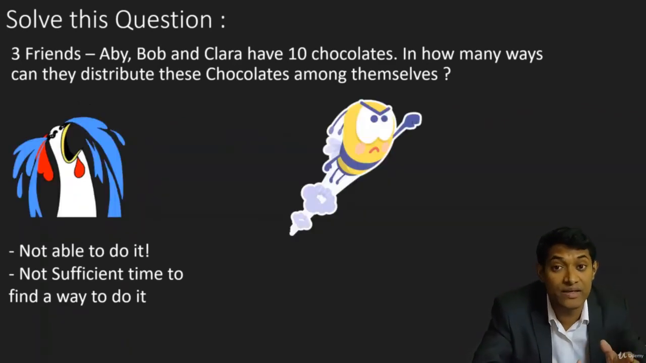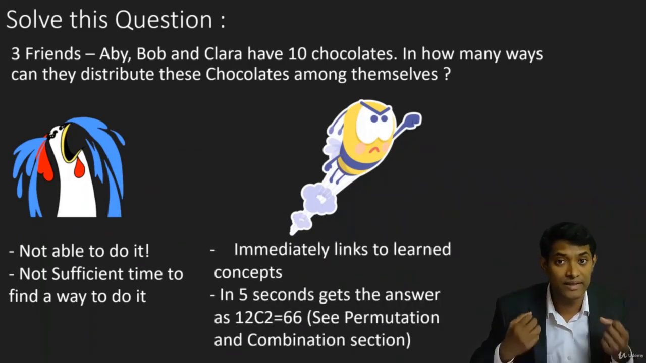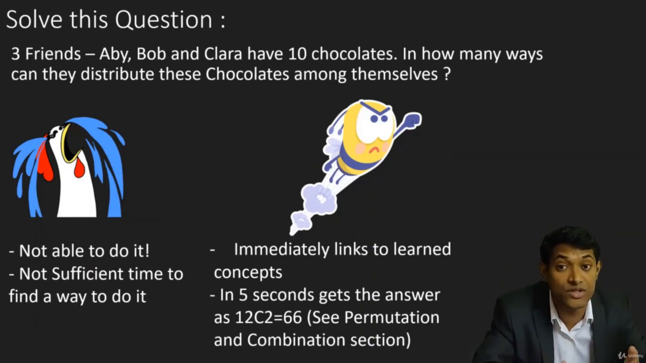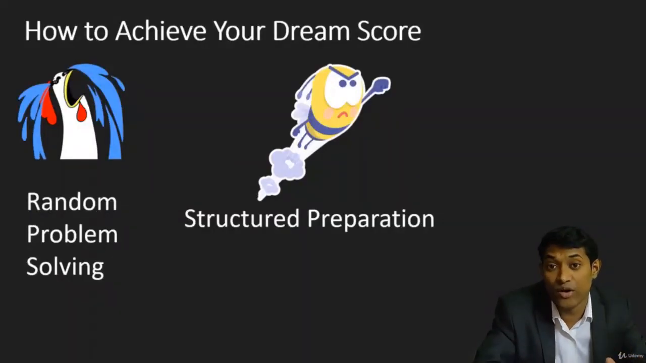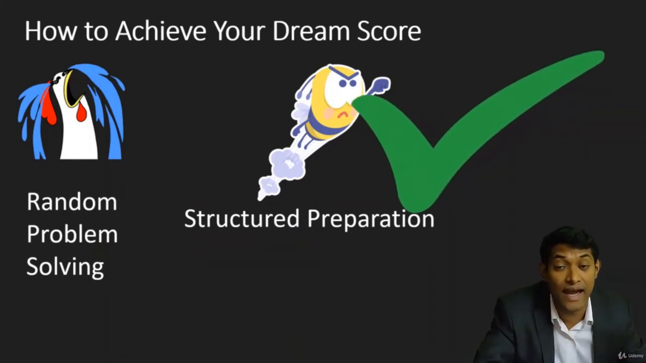But what about Bee? Bee immediately links this question to the knowledge reservoir she has built in herself using the structured methodology of preparation. And in 5 seconds, she is able to solve this question as 12C2, which gives her the answer as 66. Now, what is the moral of the story? Structured preparation trumps random problem solving any day, hands down.